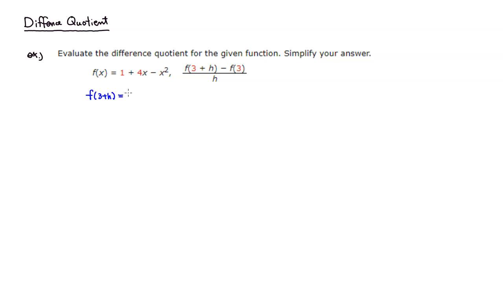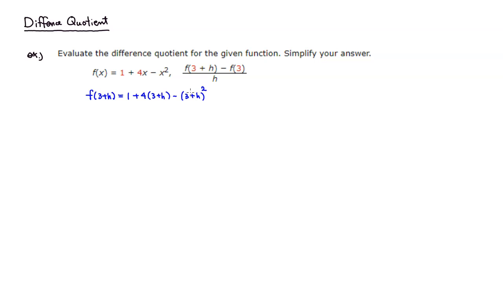So you have a 1, so 1's 1, and 4's 4. Now I have x here, so we put 3 plus h. Make sure to put the parentheses because 4 applies to both terms, and a minus sign, and then here is x, so you have 3 plus h, and then you have to square the whole quantity there.